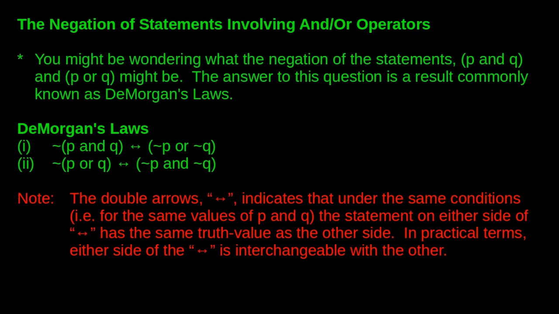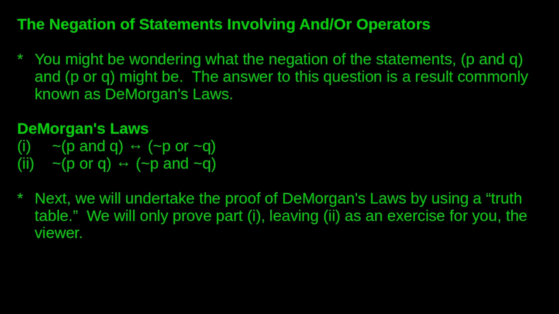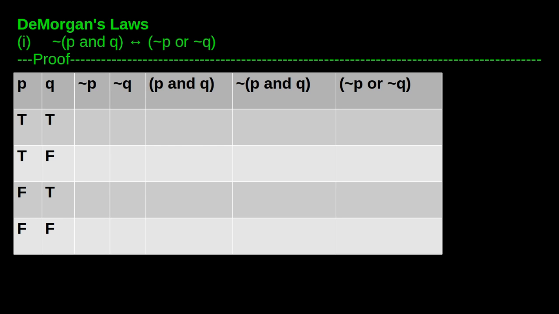In practical terms, either side of the double arrow is interchangeable with the other. Next, we will undertake to prove De Morgan's Laws by using a truth table. We will only prove Part 1, leaving Part 2 as an exercise for you, the viewer. Lucky you. Okay, so here's the truth table.